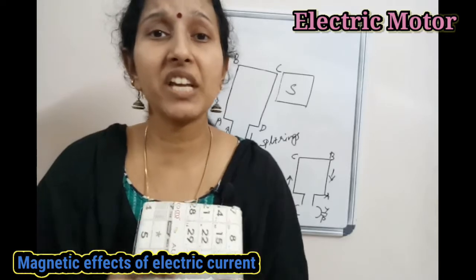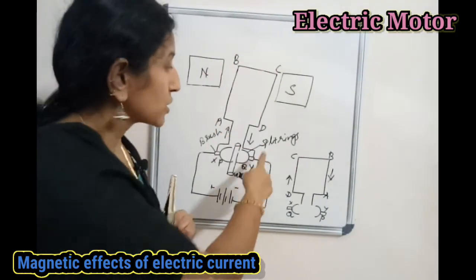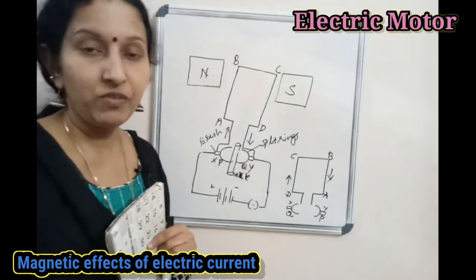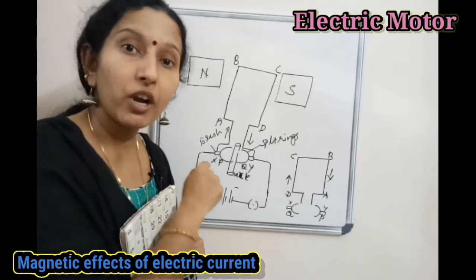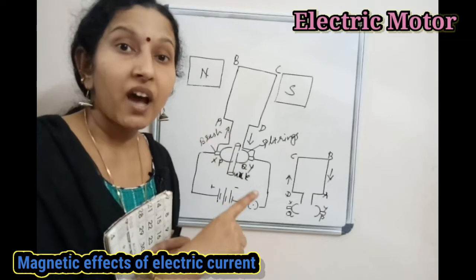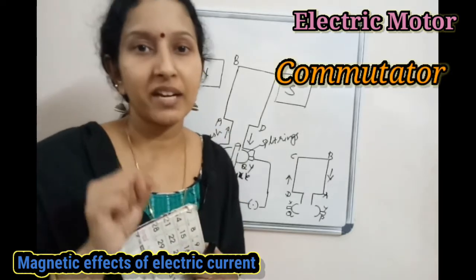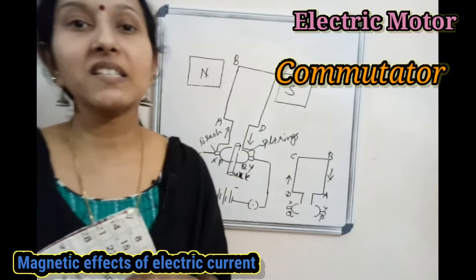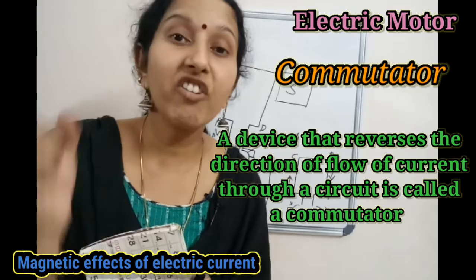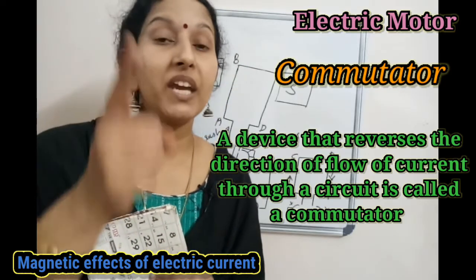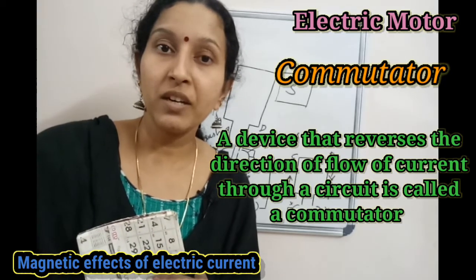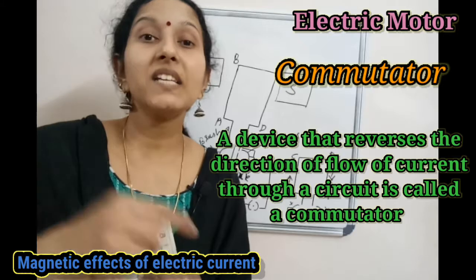Why did the direction of current change? That is due to the split rings. These split rings reverse the direction of current. What is the role of split ring in the electric motor? These split rings are reversing the direction of current, so they are commutators, split ring commutators. So what is the role of split ring commutators in the electric motor? These split ring commutators reverse the direction of current. So at the beginning, the flow of current is from ABCD, and after the half rotation, the direction changed to DCBA.